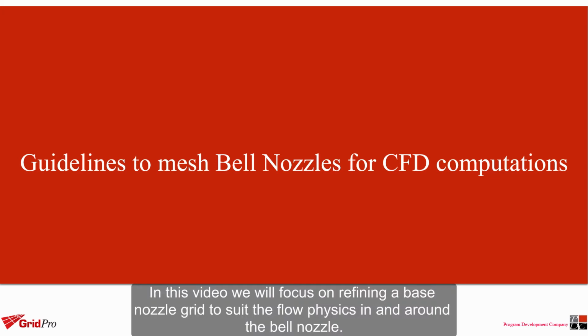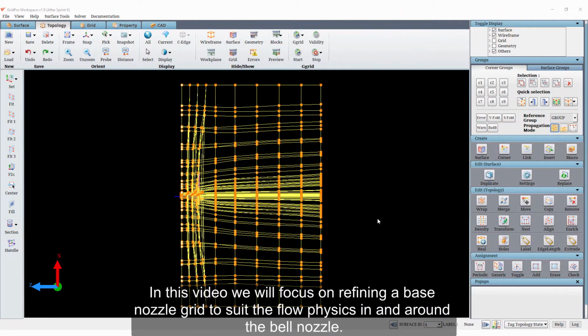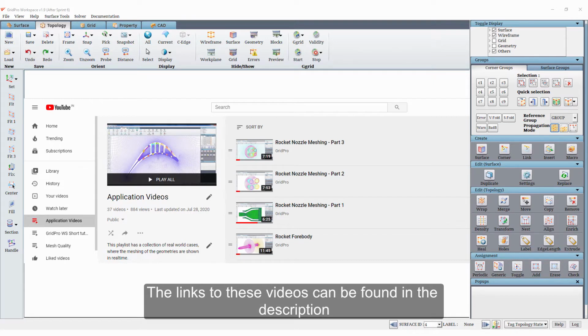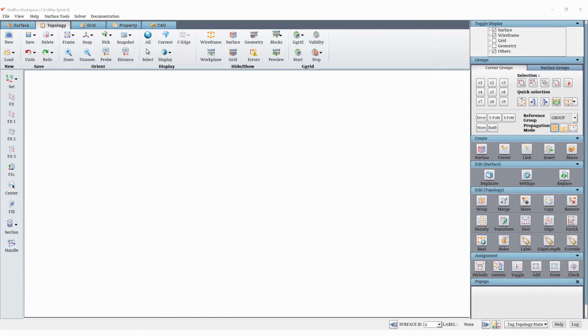In this video, we will focus on refining a base nozzle grid to suit the flow physics in and around the Bell nozzle. Prior to this video, we have a few tutorial videos on how to create a multi-block mesh on nozzles. The links to these videos can be found in the description.